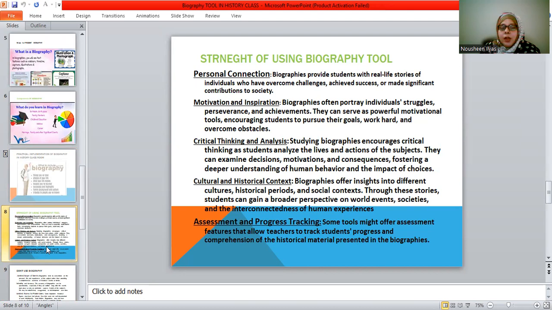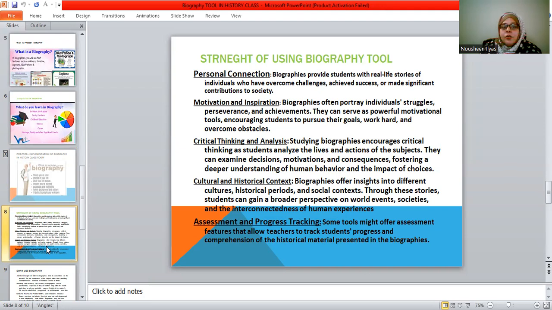Now, come to the another point. What are the strengths? मतलब हमें फायदा क्या हो? Why are we using this tool? Strength of using biographic tool. First of all, the first thing is that it makes personal connection.